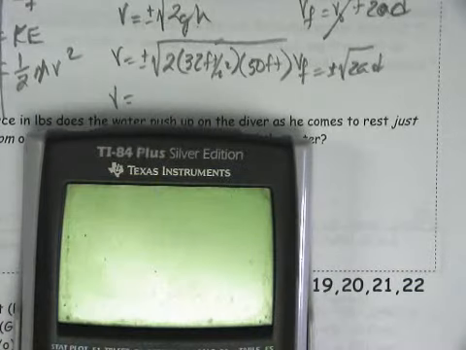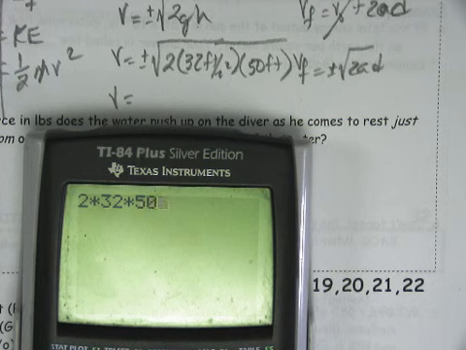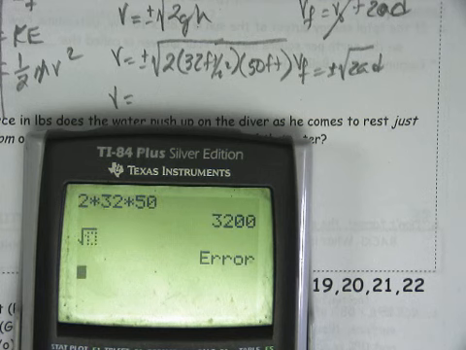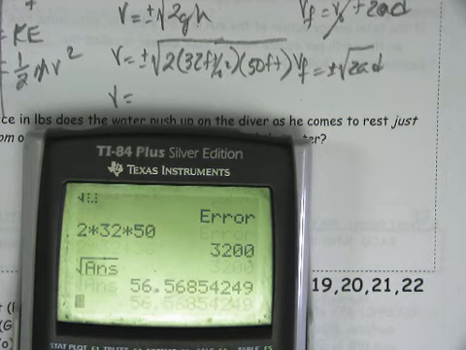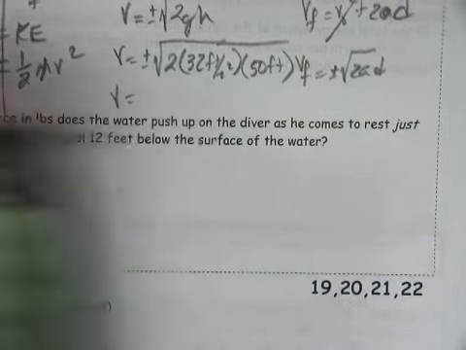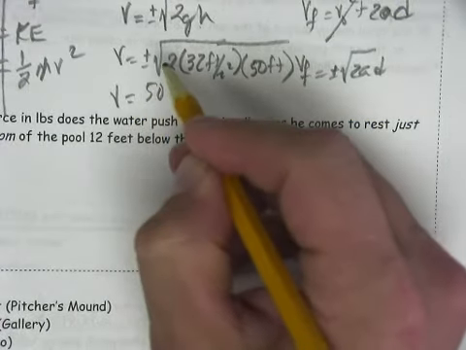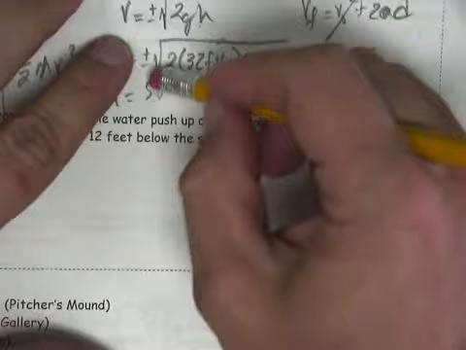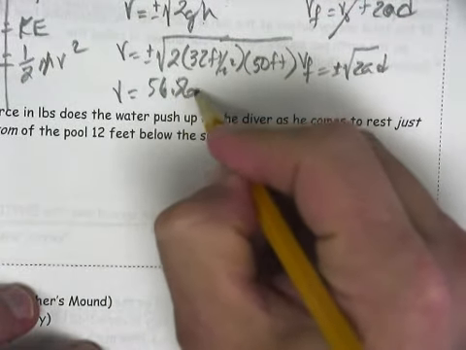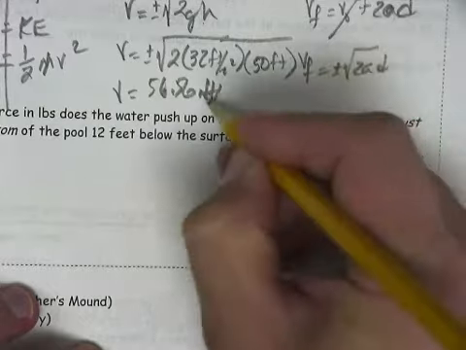And then v is equal to, and then let's plug it all in. So we're going to do 2 times 32 times 50. And then we need to take the square root. That doesn't make sense. Let's try that again. So 2 times 32 times 50, get that answer. Now let's take the square root. Let's see if they let me do this. Hey, there it is. 50.56. So did I say that right? I said that wrong. 56.56, and that'll be feet per second.